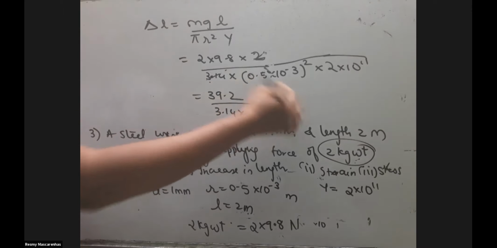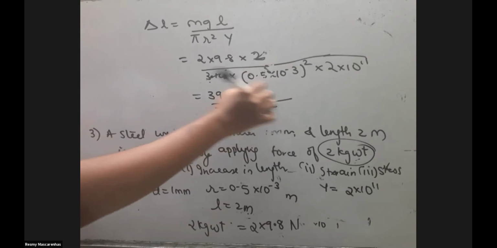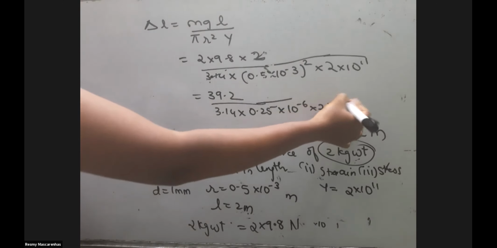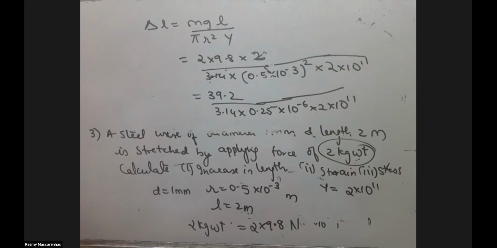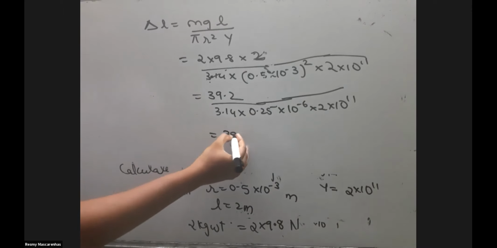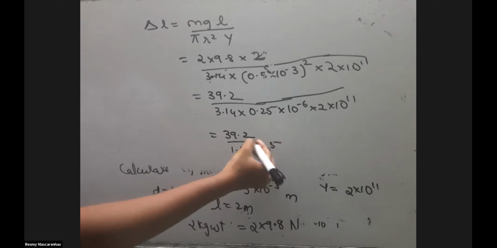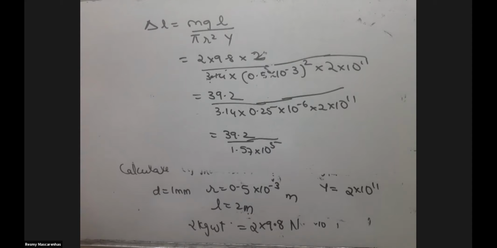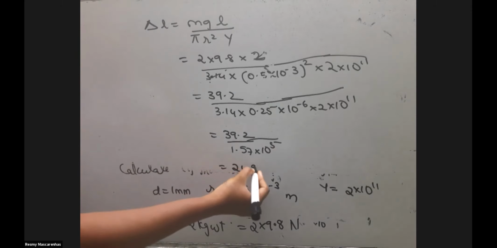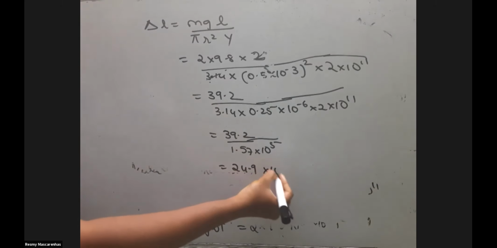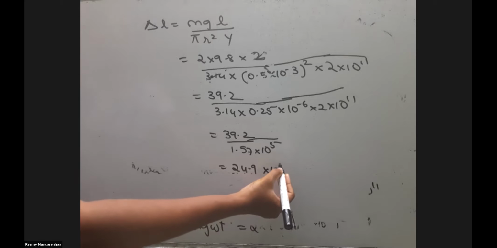This will become 0.25. 0.5 square will be, basically you have to square 5, that is 25, into 10 raised to minus 6, into 0.25 into 2 will give me 0.5, into 3.14, 1.57, 39.2 divided by 1.57. 24.9 into 10 raised to minus 5.